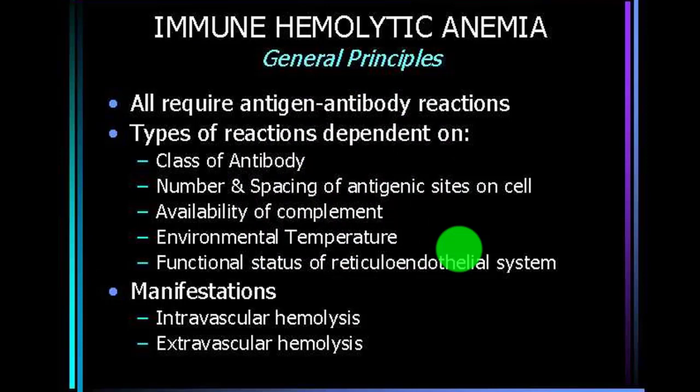Immune hemolytic anemia all requires an antigen-antibody reaction. The type of reaction depends on the class of antibody, the number and spacing of antigenic sites on the cell, availability of complement, environmental temperature, and functional status of the reticuloendothelial system. Manifestations: intravascular hemolysis, extravascular hemolysis.